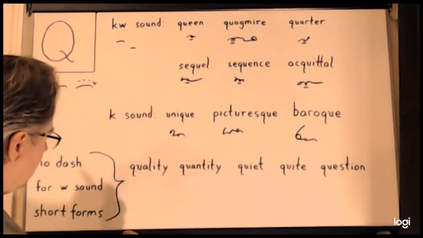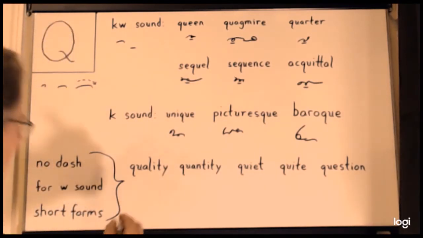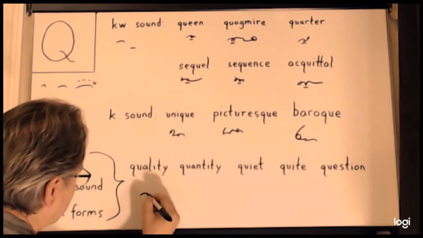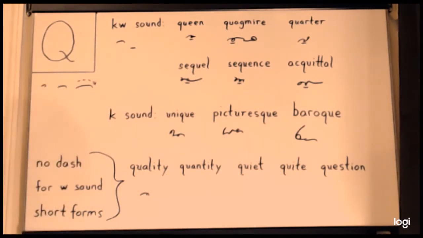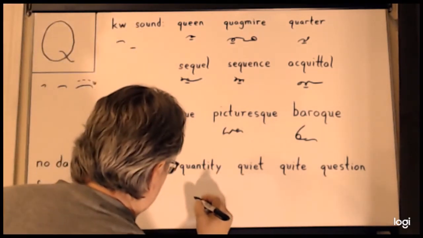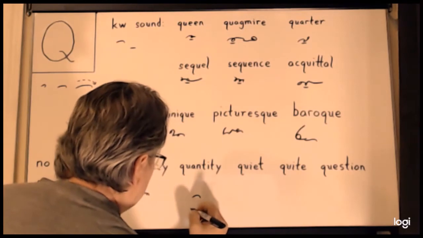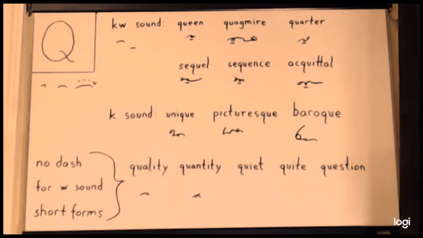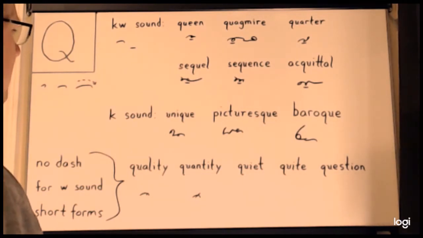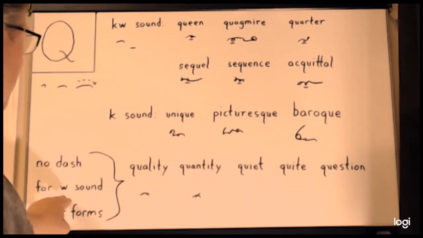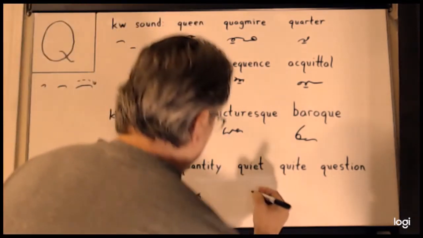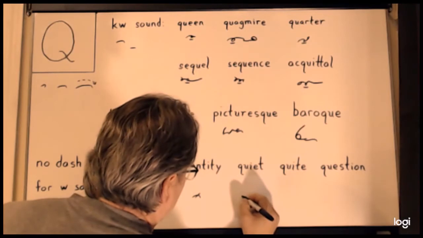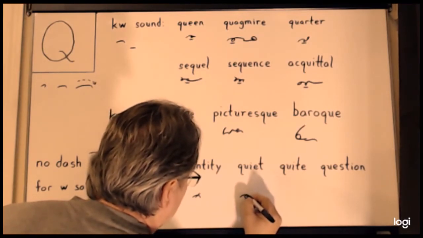So for instance, quality is just a K and a U, and that is a short form. Quantity uses the K and then the T that strikes through the K. Now for quiet, this is not a short form, but it is a word that does not use the dash for the W. So for quiet, we're just going to write the K, the I, and the T.